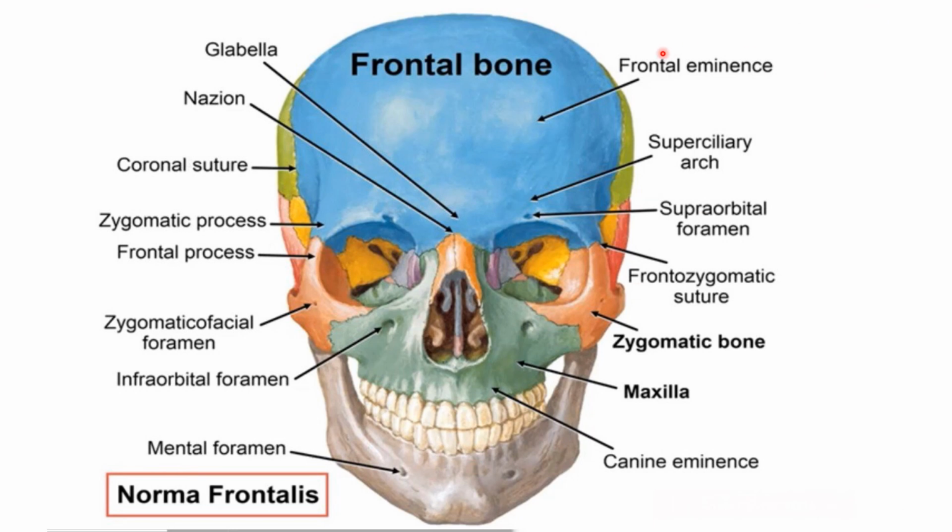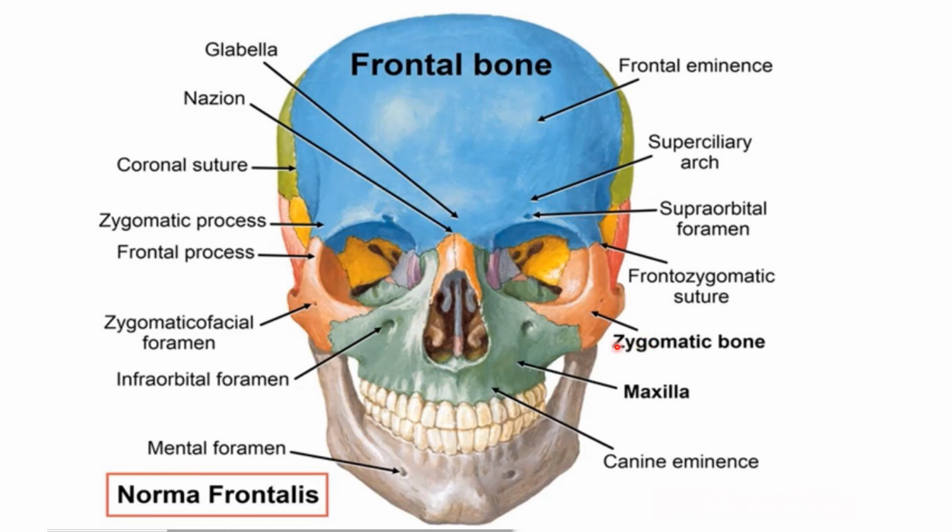Then we'll look at the frontal eminence. It's one of the landmarks, a center for ossification. Then we'll look at the superciliary ridge. It's also a landmark, and we said it's above the orbit. Then we'll look at the supraorbital foramen, above the orbit. We said it transmits the supraorbital nerve and vessels. Then we'll look at the frontal zygomatic suture, the suture between the frontal bone and the zygomatic bone.